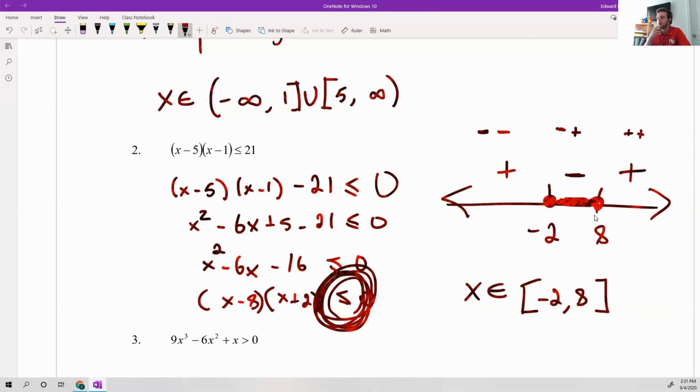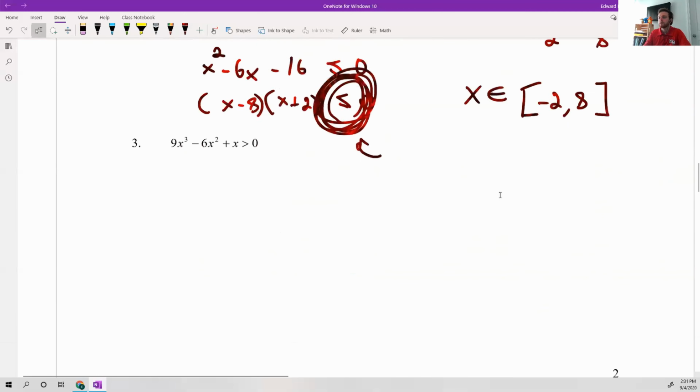We're not looking for when it's positive. We're looking for when it's negative. We need to verify what we're actually looking for. All right, now let's proceed. Sorry about that, everyone.